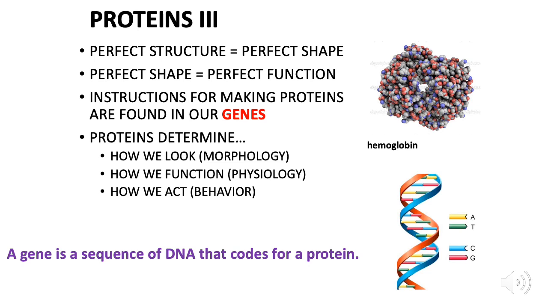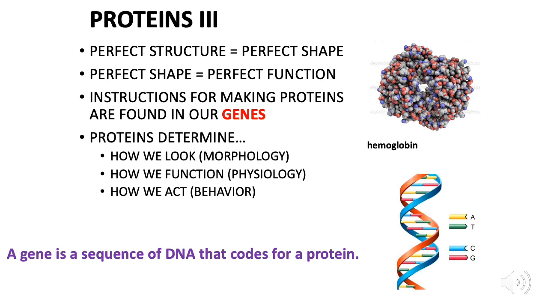And where the rubber hits the road, why do you think proteins are encoded by our genes? Obviously, if our genes are instructions for who we are, how we are, and what we are, proteins, which is what our genes code for, are going to be critical to who we are, how we are, and what we are. So perfect structure equals perfect shape.